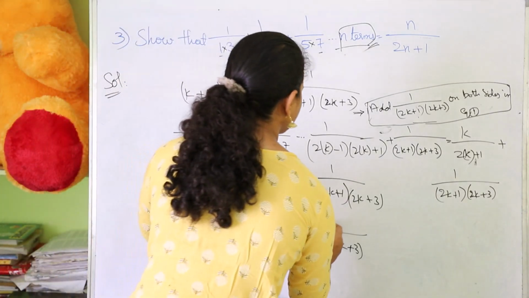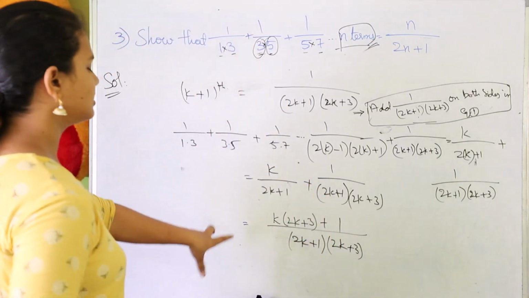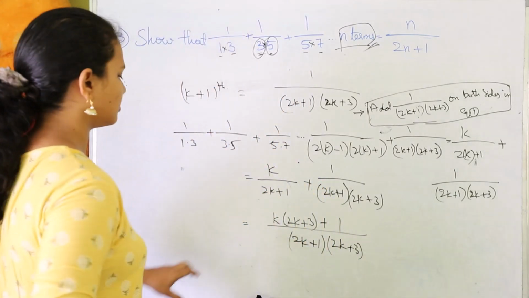Okay, so here we got this and again plus 1. So this is the LCM that we got. Here I have done an LCM method. Now what do you do?